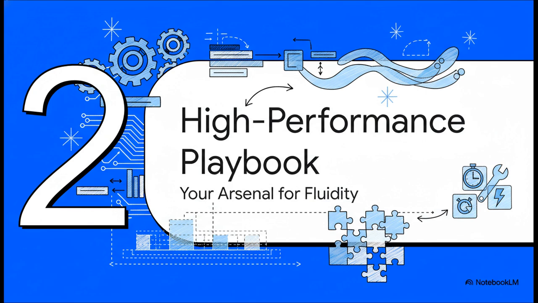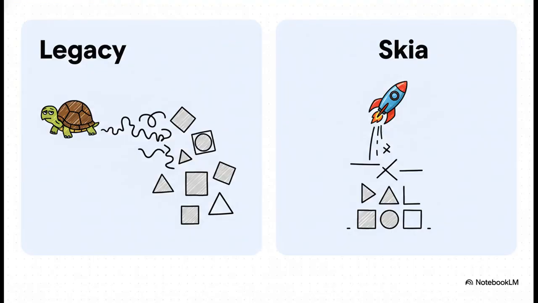This is about a fundamental shift in how we build. We're going to open up the high-performance playbook and build an arsenal of tools and patterns for achieving true UI fluidity. The foundation of our entire playbook is a new graphics engine. We're ditching the legacy approach and moving to a modern powerhouse like Skia. Now, Skia isn't just some random third-party library. It's the same graphics engine that powers Google's Flutter and the Android operating system itself.